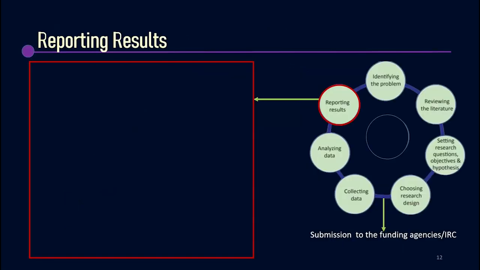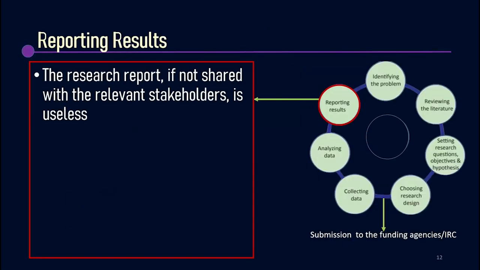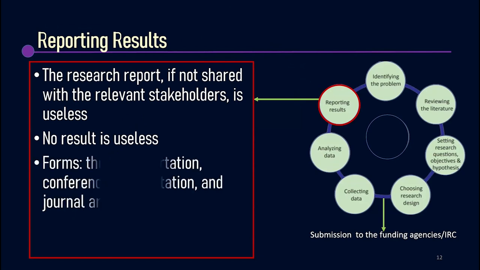So reporting results is the last step of your research cycle. The research report, if not shared with the relevant stakeholders, is useless. And please remember, no result is useless. Even if your p-value is not less than 0.05, it still gives useful information to the existing body of literature.